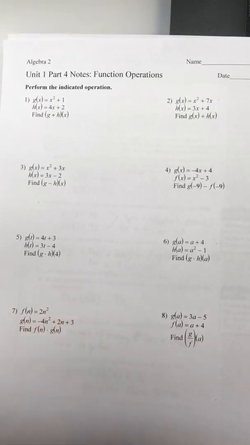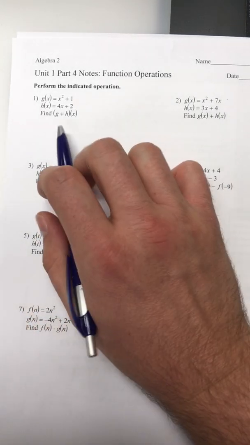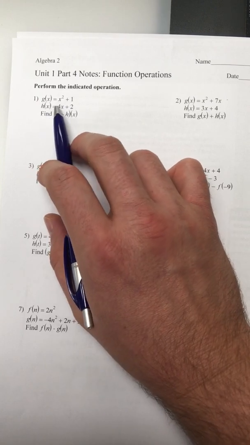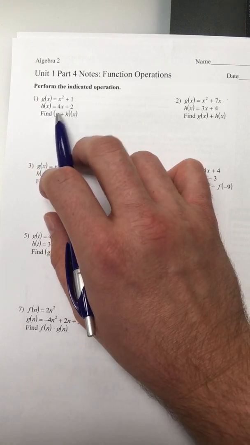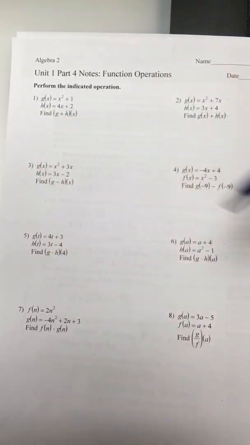The hard part is just understanding what the problem is asking us to do. So problem number 1, we've got a function g of x is x squared plus 1. H of x is 4x plus 2. It's asking us to find g plus h of x. It's asking us to just add the functions together.